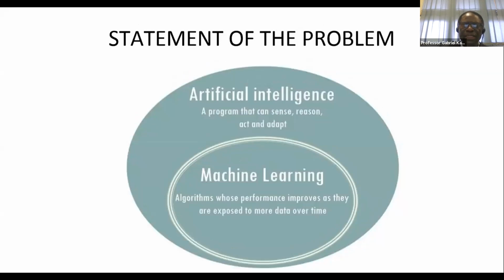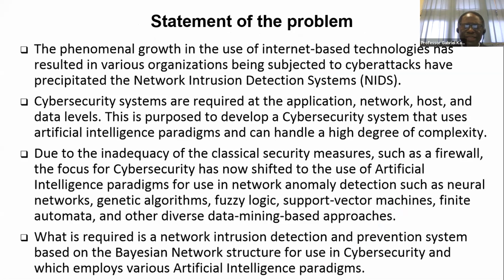And so the statement of the problem arises from an understanding of the phenomenal growth of internet-based technologies, where on the internet, for example, we have a lot of nodes and activities, and cyber attacks may come from different angles. And this is why it's important to have a network intrusion detection system. Now, cybersecurity requires not only the application level of the software, but the entire network, the host servers, and the data level. Cybersecurity is required everywhere, wherever the stakeholders are involved and interconnected. And so this is where we want to look at the use of artificial intelligence paradigms that can handle a high degree of complexity.